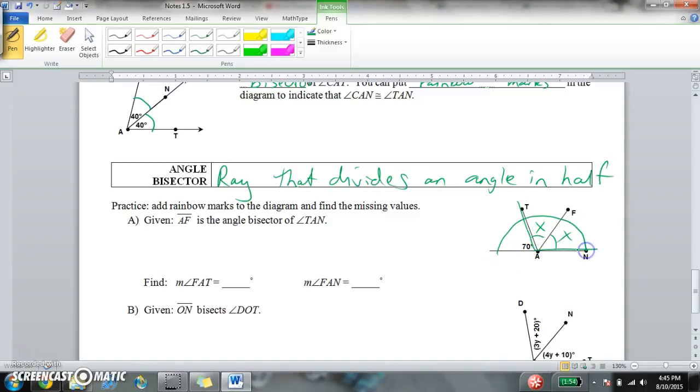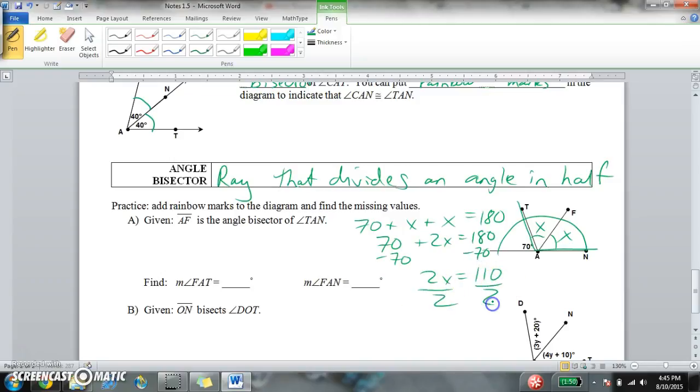If I look at these three angles together, I see that they make a straight line. Therefore, those three things must add up to 180 degrees. So I'm going to add them all up, set them equal to 180. If I combine x and x, I get 2x, 180. Continue solving my equation. So x would equal 55 degrees. Therefore, each of these angles would equal 55 degrees.